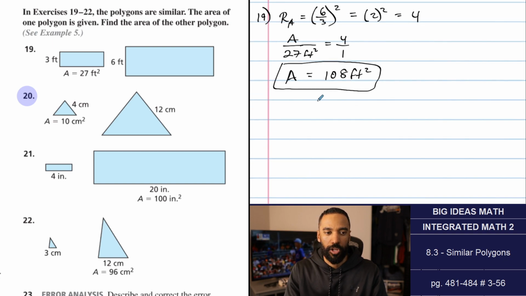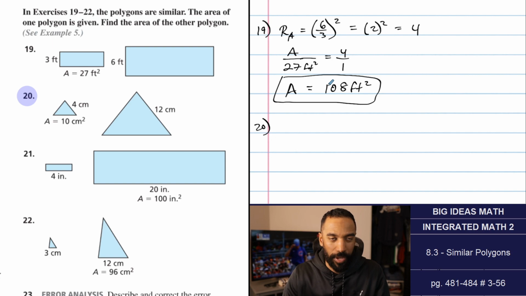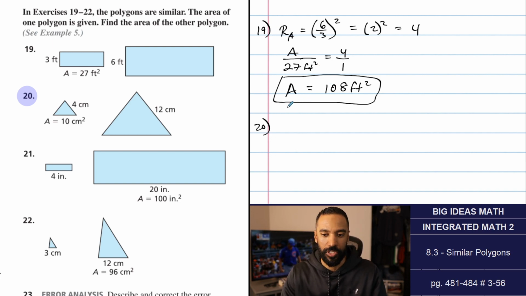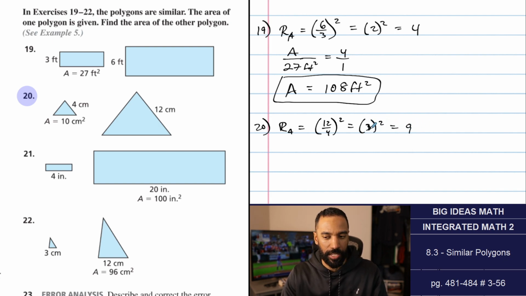Okay, number 20. The area of the smaller one is 10 square centimeters of the triangle. And it doesn't matter what kind of polygon this is. They give you an area, so we're just comparing from there. So the area ratio is going to be 12 to 4 as an enlargement, squared, which is 3 squared, which is 9.